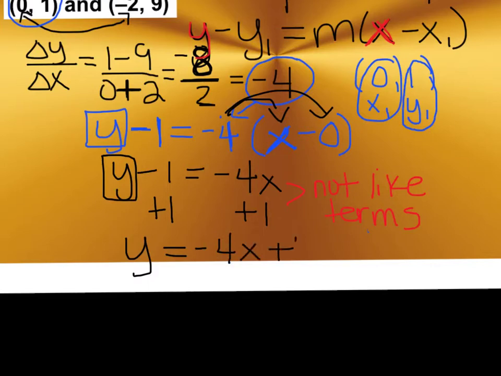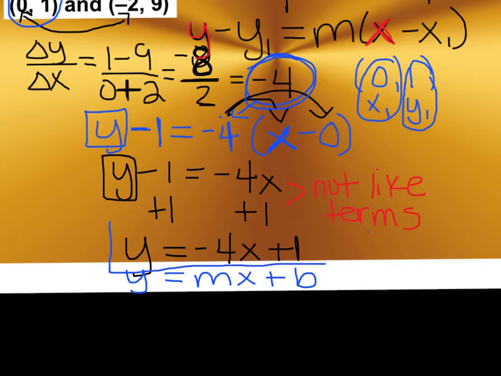Negative 4x plus 1. And now this is in slope-intercept form, and I'll prove it to you. I'll write slope-intercept form right underneath it. Slope-intercept form is y equals mx plus b. So 1 is b, m is negative 4, just like what we found up here, and then the y is all by itself. And we're done. We just created an equation just from 2 points.